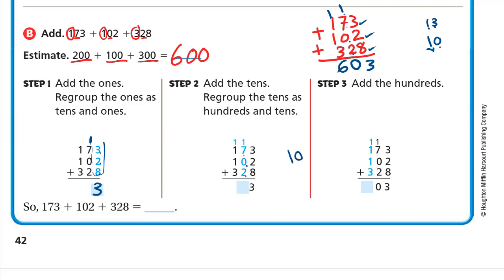Again 10. I write the 0 at tens and carry up the 1 at hundreds, because 10 tens is 100. So I carry up 1 at the hundreds. Now the hundreds in step 3, we have 1 and 3, and we have the 1 that we carried up. So 1 plus 1 is 2, plus 1 is 3, plus 3 is 6. So our answer is 603.